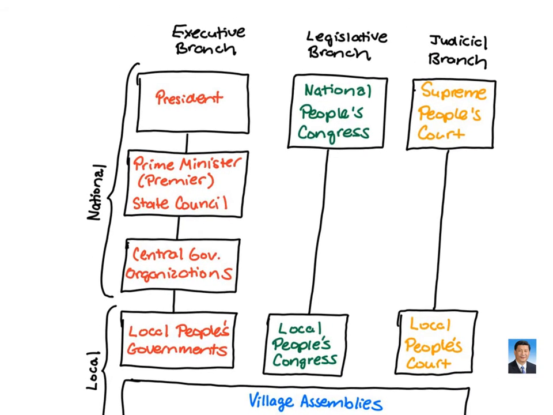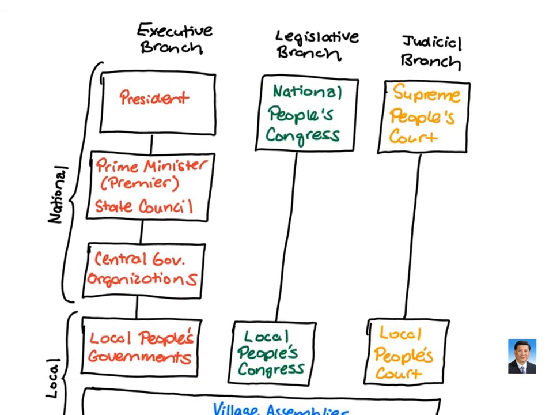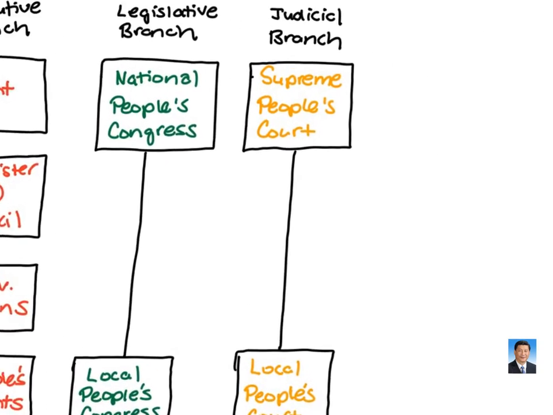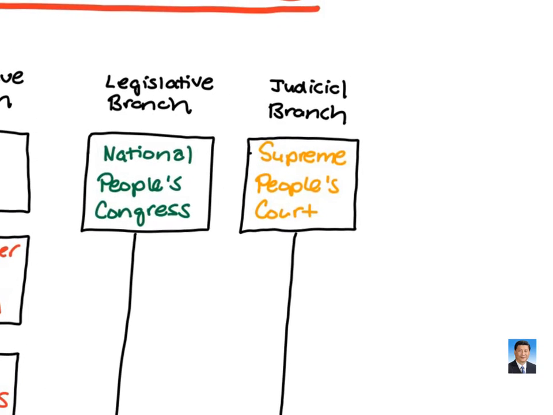Now, an even weaker branch is called the judicial branch. The highest court in the land in China is called the Supreme People's Court. The Supreme People's Court does not have the power of judicial review. Though China does indeed have a constitution, the Supreme People's Court does not have the power to decide whether or not a law passed is constitutional.